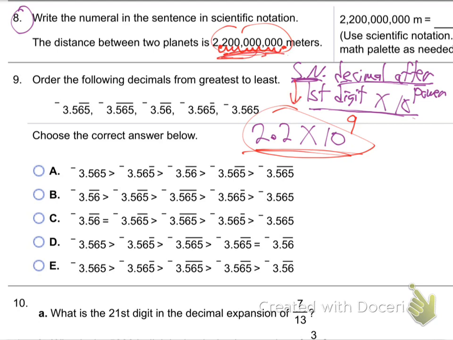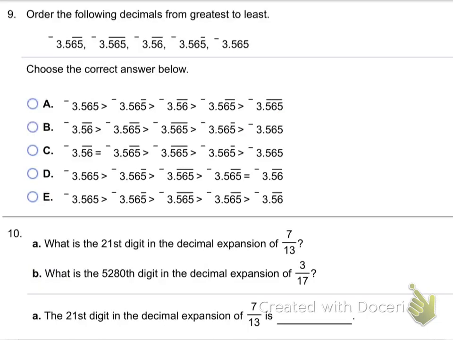This one's normal decimal notation. This one's scientific notation. Okay, so here we are in number 9. We've got these numbers. We're going to order them again. Now the bar means repeat, right? So I'm going to write these out. Minus 3.5, 6, 5, 6, 5, 6, 5. Goes forever. Kind of getting scribbly there.